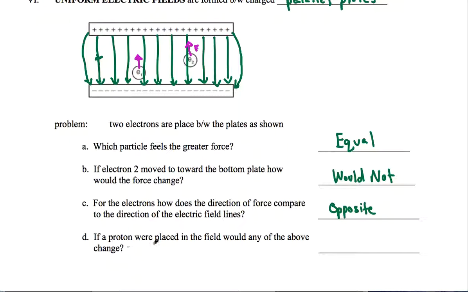But then the question is, what if we replace this with a proton? A proton, or any positive charge in general, since the electric field lines are drawn in the way which way a positive test charge would move, the electric field and the electric force for a positive charge go in the same direction. Okay, so it would be the same direction. And like I said, this is not just true for a proton, but it's true for anything that has a positive charge.